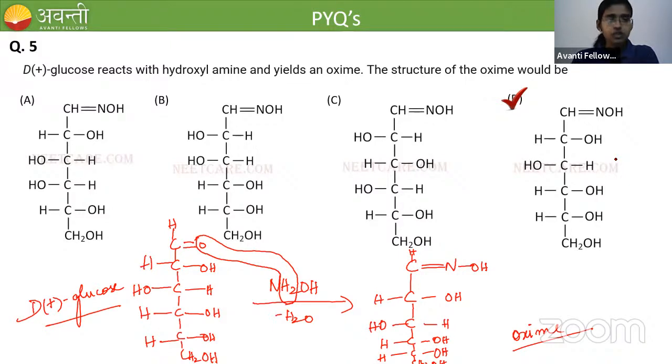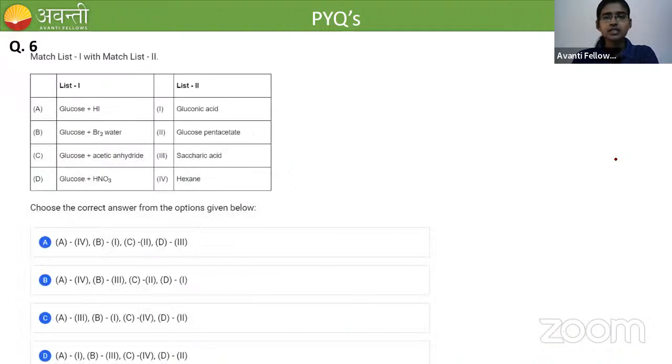Okay. So coming to question number 6. Match list 1 with list 2. So glucose and HI is given. When glucose reacts with hydrogen iodide, it forms the 6 carbon containing alkane, which is hexane, right? It forms hexane. So A goes to 4.